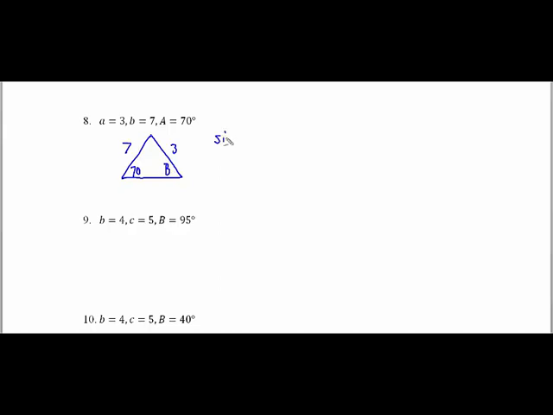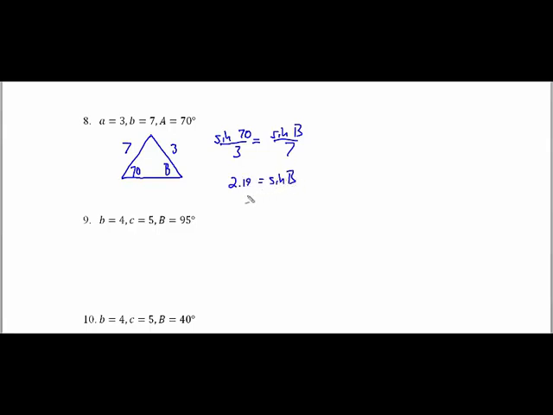So we're going to have the sine of 70 over 3. This is the match for angle A and side A. Then we got sine of B is equal to 7. Now, if you go sine of 70 times 7 divided by 3, you get 2.19 equals sine of B.